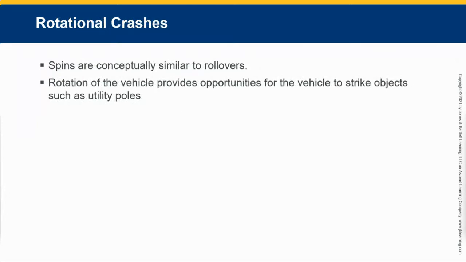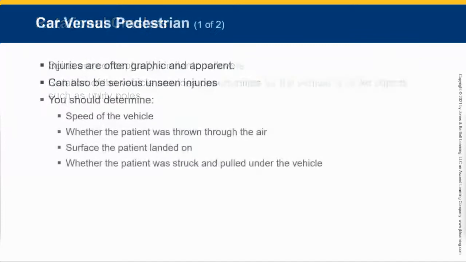Moving along, rotational crashes that I just mentioned, they are conceptually similar to rollovers in that there are lots of different moving parts inside the vehicle. The rotational spin of the vehicle puts different forces on the body that the body's not used to, and you might provide opportunities for the vehicle to strike additional objects such as other vehicles or utility poles or other stationary objects. Car versus pedestrian, that's one we always dread.